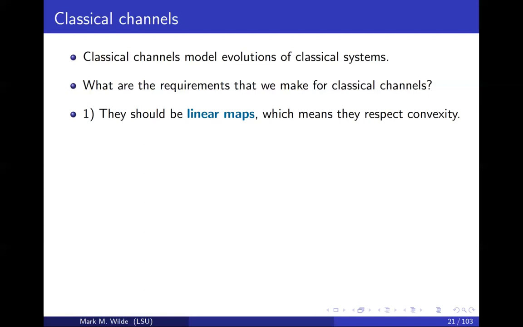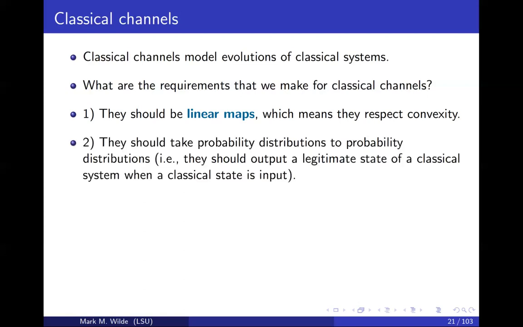It's something very sensible that you would expect not only for classical systems, but also for quantum systems. So linearity will be a requirement for quantum systems as well. Okay. Another thing for a classical channel is it's very simple. You would expect that if you input a probability distribution to the channel, the output should be a probability distribution, right? So they should output a legitimate state. So these are like mathematical requirements for a classical channel.